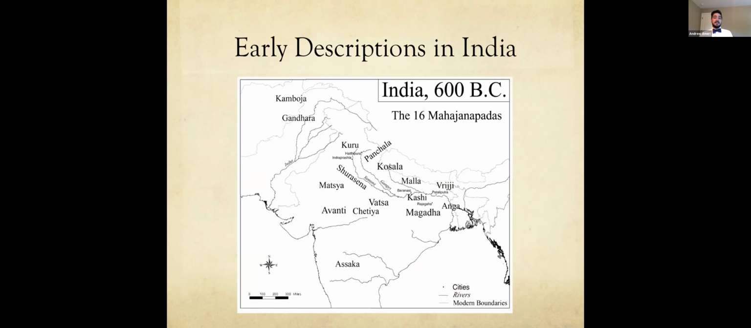Our story begins in ancient India. Early descriptions of symptoms and a syndrome similar to Parkinson's disease have been recorded in ancient Indian Ayurvedic medical texts since as early as 600 BC.